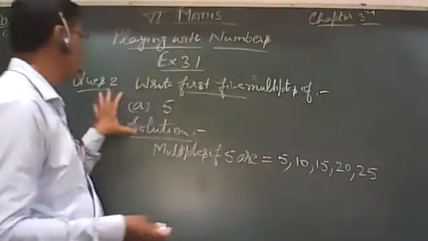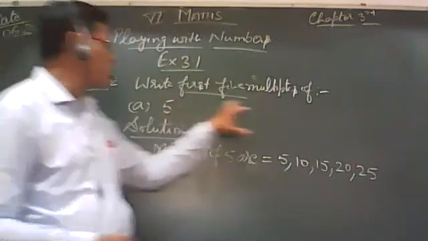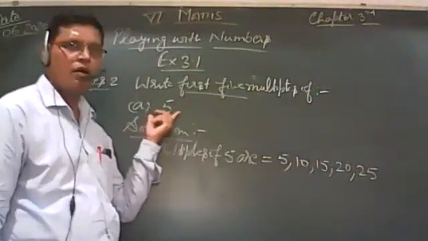Okay, in this question it is given, write first 5 multiples of. This is the part A of this question.